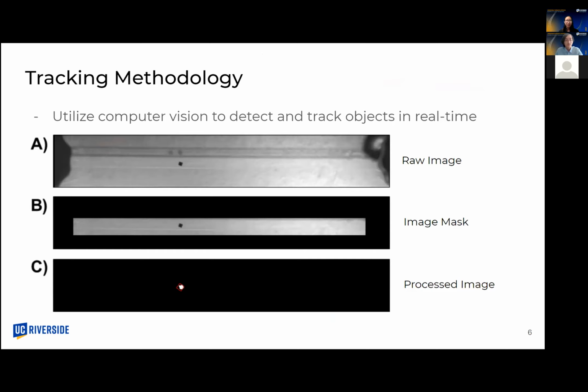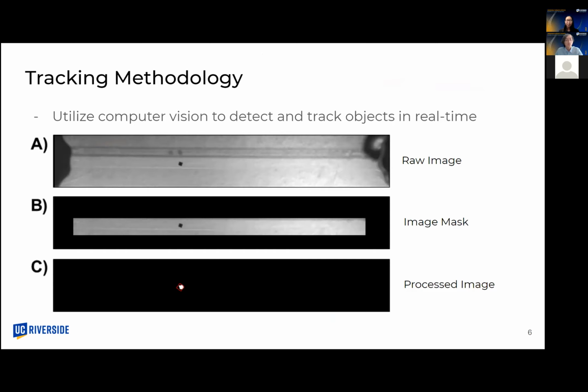So currently, in order to track the P-chip, we are using a software called LabVIEW, which was invented by National Instruments to perform the real-time object detection and tracking on the P-chip. So to track the P-chip, we first need to retrieve the raw image from the high-speed camera that Aaron previously mentioned in his last slide.